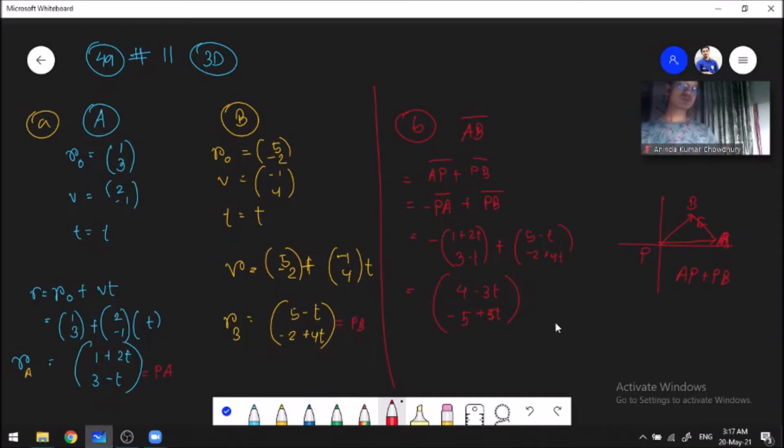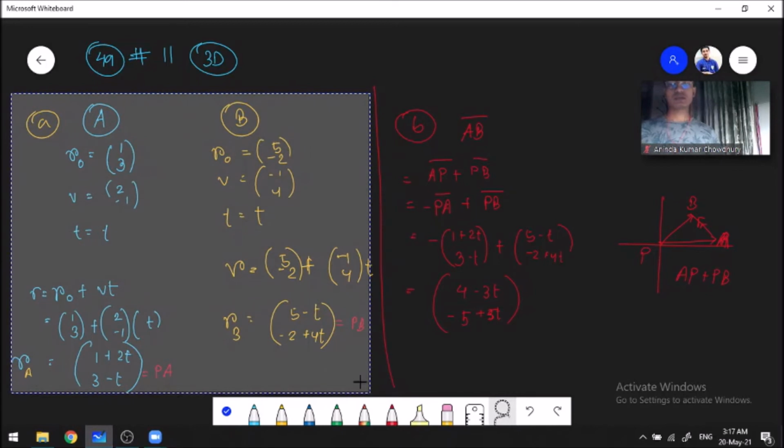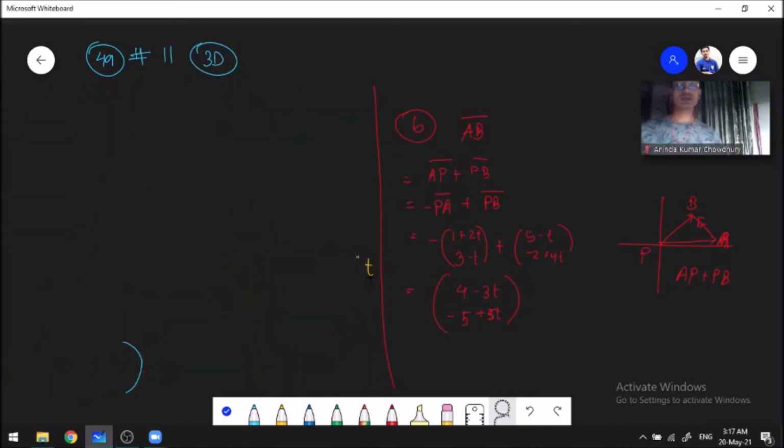Show that the two ships do not collide. Okay, for this part what you have to show is, right, so for two things to collide they have to be in the same place at the same time, right? So this is the displacement between the ships AB. Okay, so this is the ship A, this is the ship B, and AB is the distance between the two ships. So this is the displacement vector between those two ships.